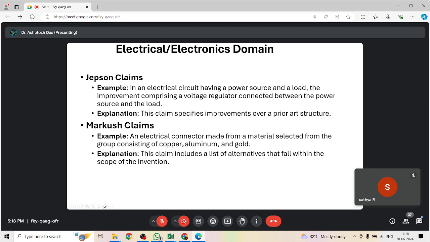An electrical connector, Markush claim: a connector made up of metal selected from the group consisting of copper, aluminum, gold. So already given.